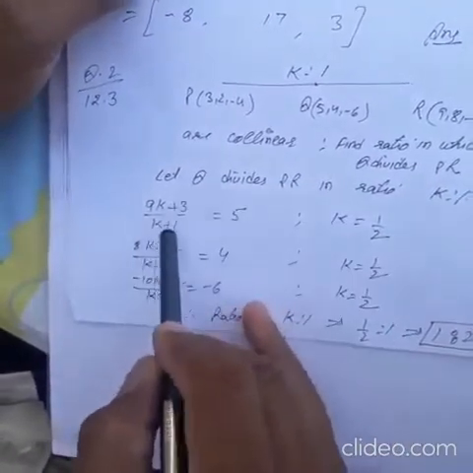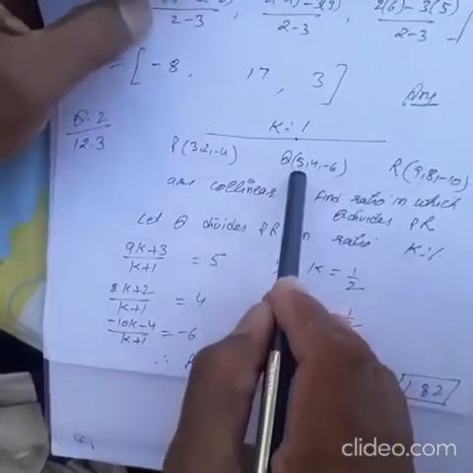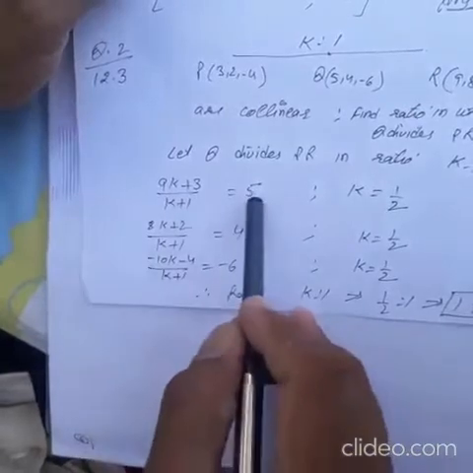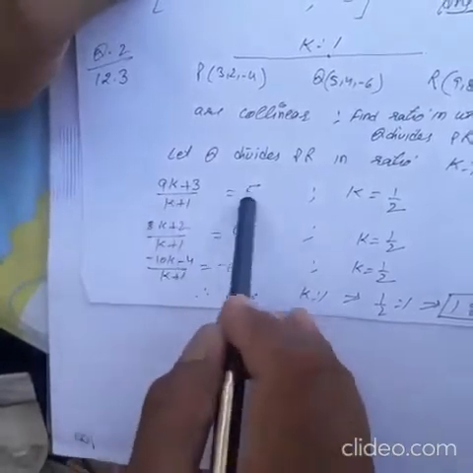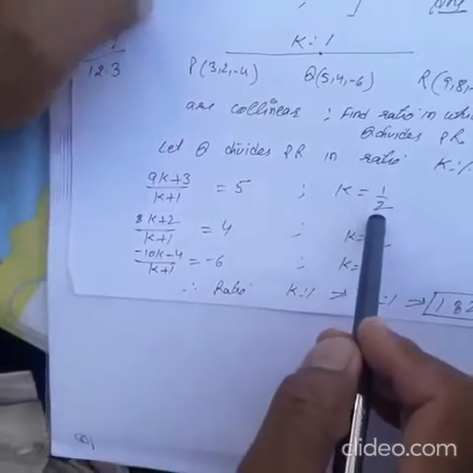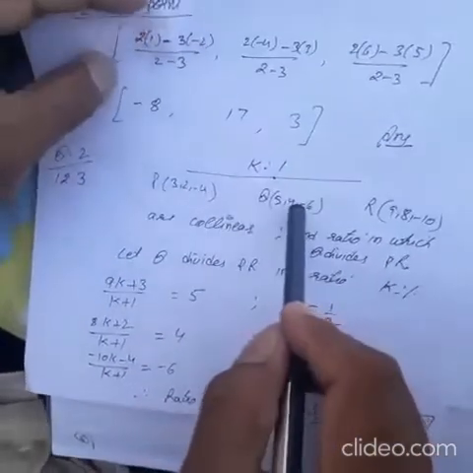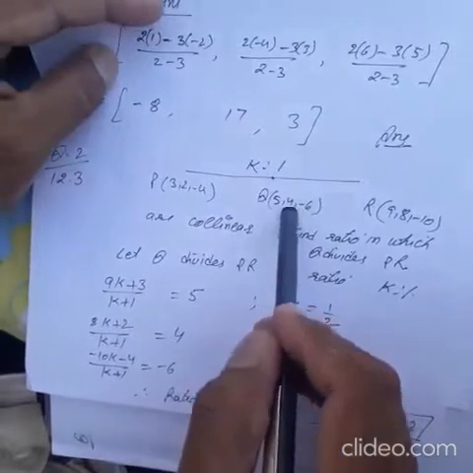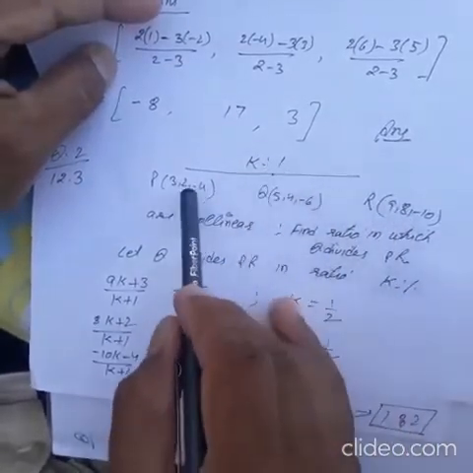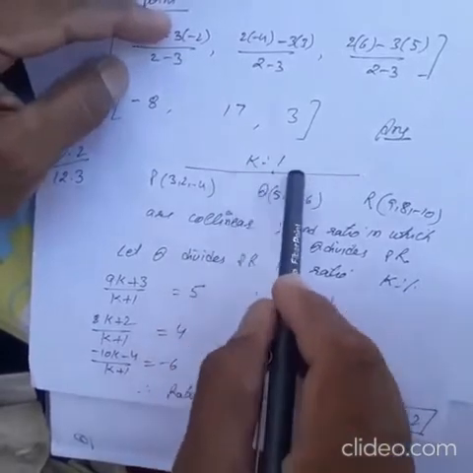But we are given x coordinate is 5 for Q point. So x coordinate using section formula will be equal to given x coordinate, and solve this equation, you will find out k. So k is 1/2. Similarly find out y coordinate using section formula. So y coordinate will be k into 8 plus 1 into 2 divided by k plus 1.